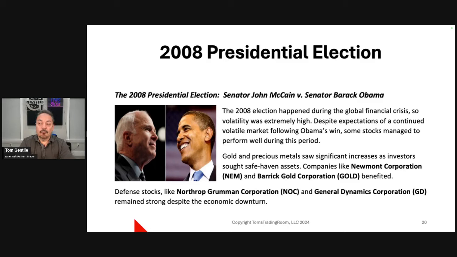There were some volatile markets after the win, but the markets started to turn around and did well during those periods. So what did well? Gold and precious metals. Companies like Newmont Mining did well. Barrick did well. Then you got defense stocks like Northrop Grumman and General Dynamics that did well, even in the economic downturn. Because you've got to remember, in the first year of Barack Obama's presidency, the markets were all over the place. Volatility was sky high, and it was elevated for quite a time.